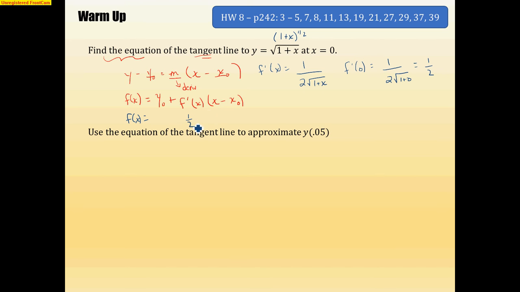So the equation of the tangent line is f of x equals 1/2 times x minus 0. This is x sub 0. What is the y-coordinate? I know what f prime of 0 is, but what is f of 0? f of 0 is just 1 plus 0, which is 1. So there's the equation of the tangent line.